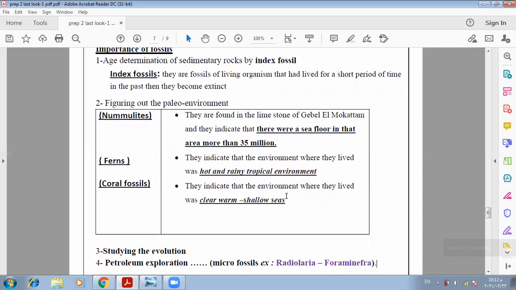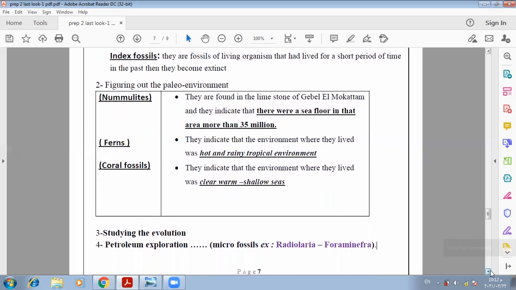And number 4, petroleum exploration. If we want to explore for petroleum and find a microfossil, we examine it under the microscope. If I find a radiolaria or foraminifera, it's a microfossil, that means in this area we will get petrol. Right. What else? Importance 1, 2, 3, 4, done.